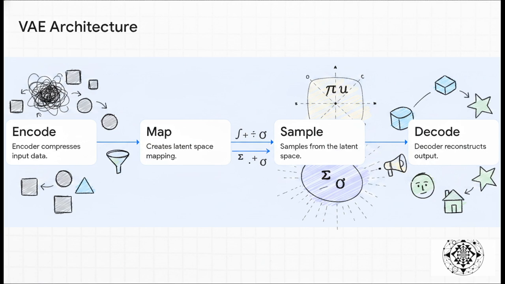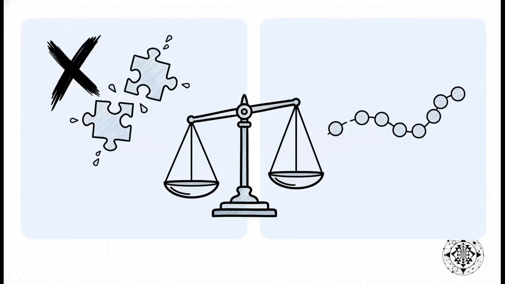Now, to keep this entire flow system honest, VAEs have to balance two crucial feedback loops during training. On the left side, we have reconstruction loss. This basically penalizes the model if the reconstructed output doesn't look like the original input. But on the right, we have KL divergence. Think of this as the mathematical regulator. It forces the latent space to stay organized and continuous, preventing the model from just memorizing data points, and forcing it to actually learn the underlying distribution.